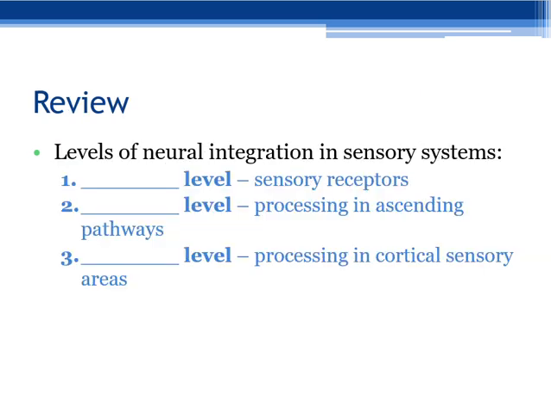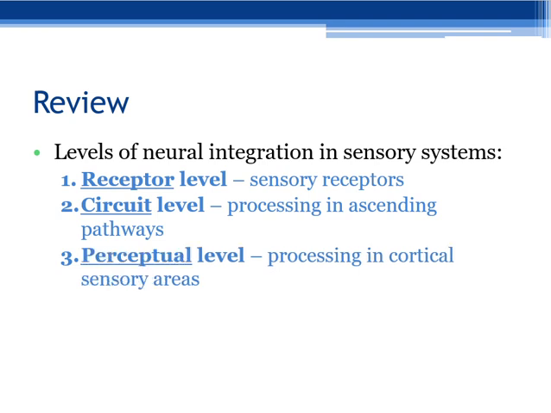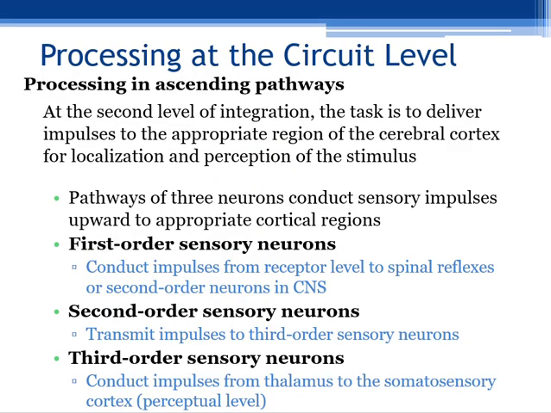So to review, the receptor level is sensory receptors. Circuit level is processing using the ascending pathways, so first, second, and third order neurons. And perceptual level is what we looked at with the central nervous system, those processes that occur in cortical sensory areas. So that's a quick review of the somatosensory system, and it's more than just the somatosensory cortex.